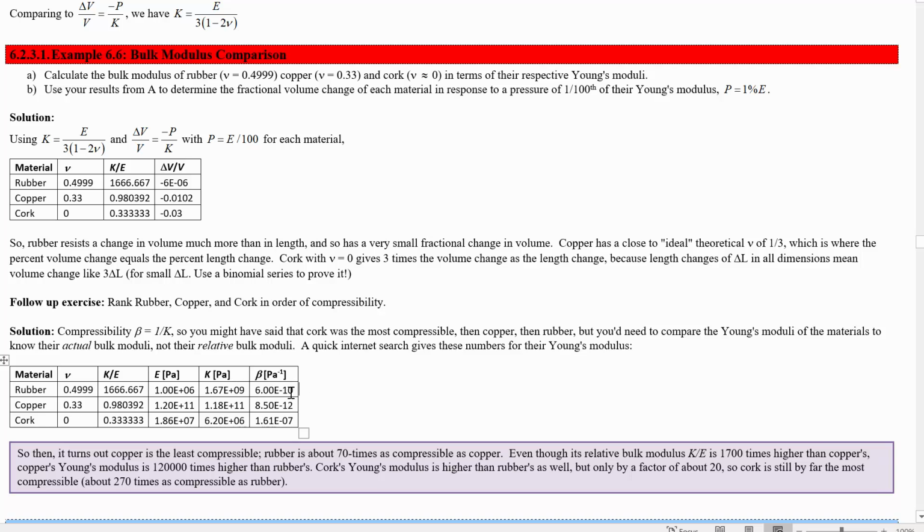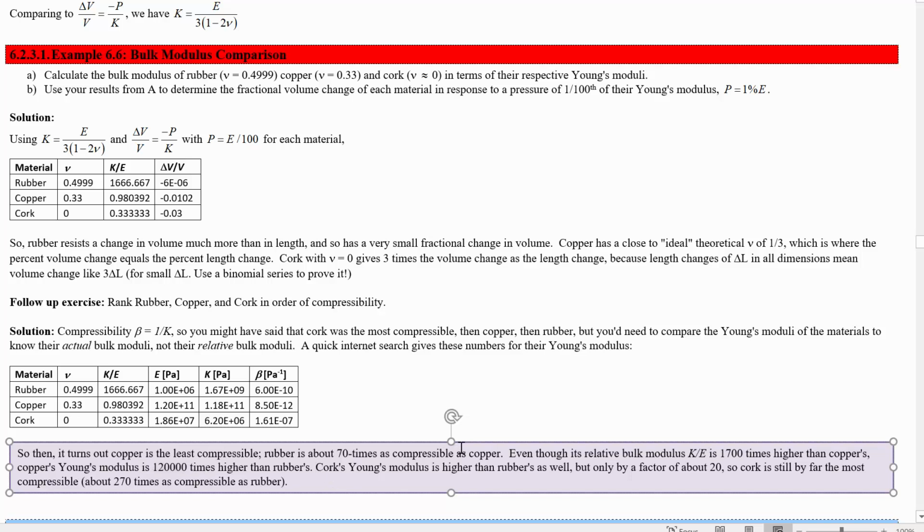So rubber's compressibility is about 6 times 10 to the negative 10 per pascal. Copper's is 8.5 times 10 to the negative 12 per pascal. And cork's is 1.6 times 10 to the negative 7 per pascal. So copper is the least compressible. Rubber's about 70 times as compressible as copper. This is because even though its relative bulk modulus is 1,700 times higher than copper's, its Young's modulus is 120,000 times lower than copper's.